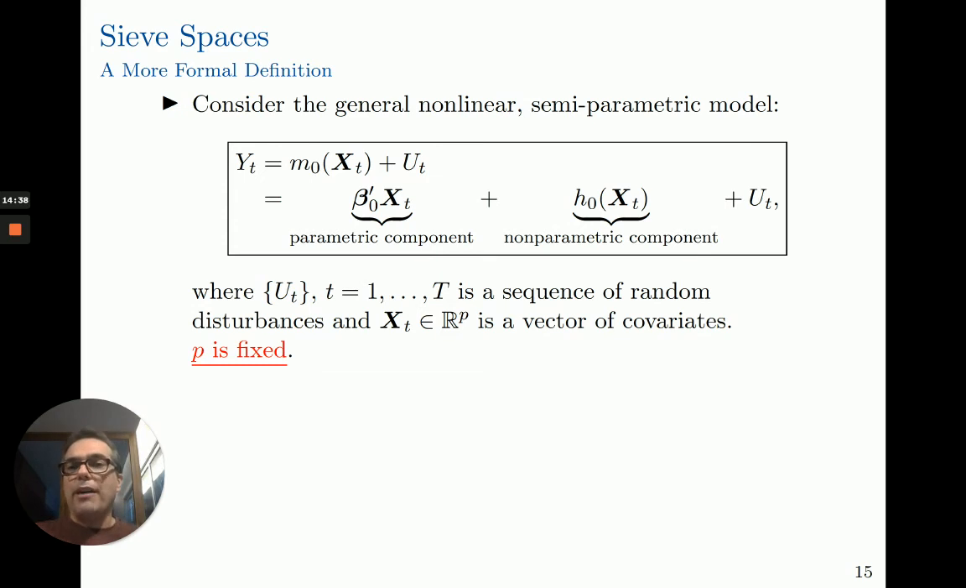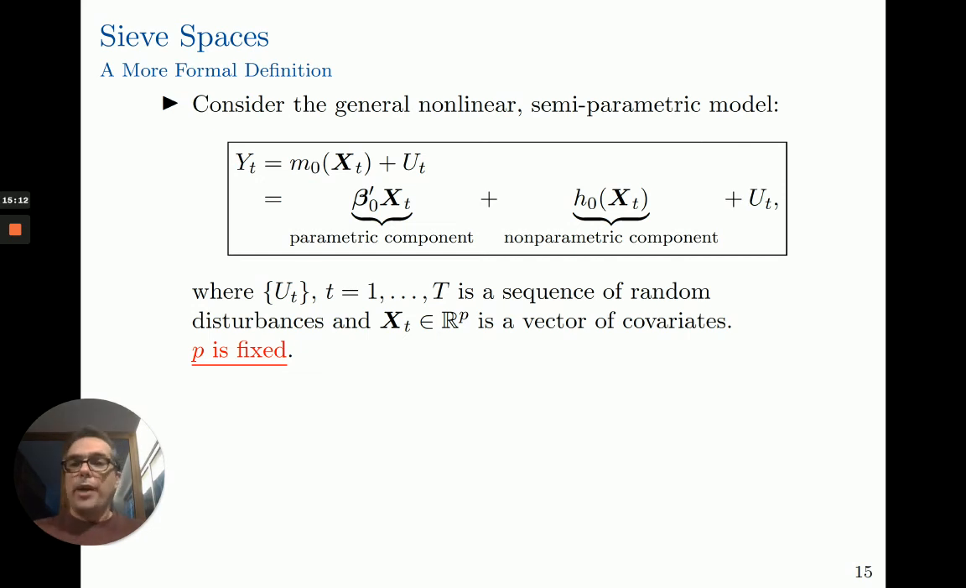So let's assume that we have a model with a function that I'm going to call m naught of x, plus u. And this function m naught, the true function, can be split into two terms. A parametric component that we are going to consider to be linear. Why? Because that's the simplest model that we can have. I hope that now I have convinced you that the linear model is a good model and should be our starting point, our benchmark.